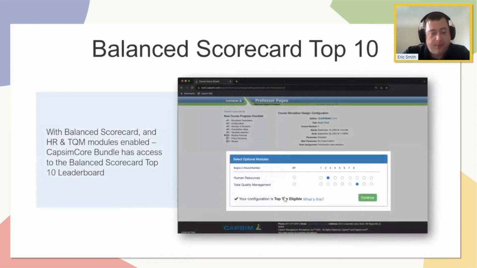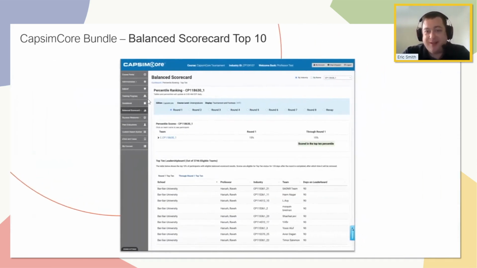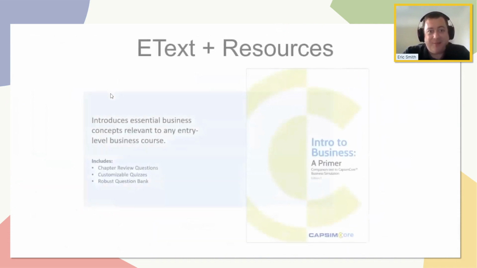The top 10 report is a way to track the top decile of students. This is also available in the core bundle. It's really just bragging rights, but students get a kick out of knowing if they rank among the top 10.